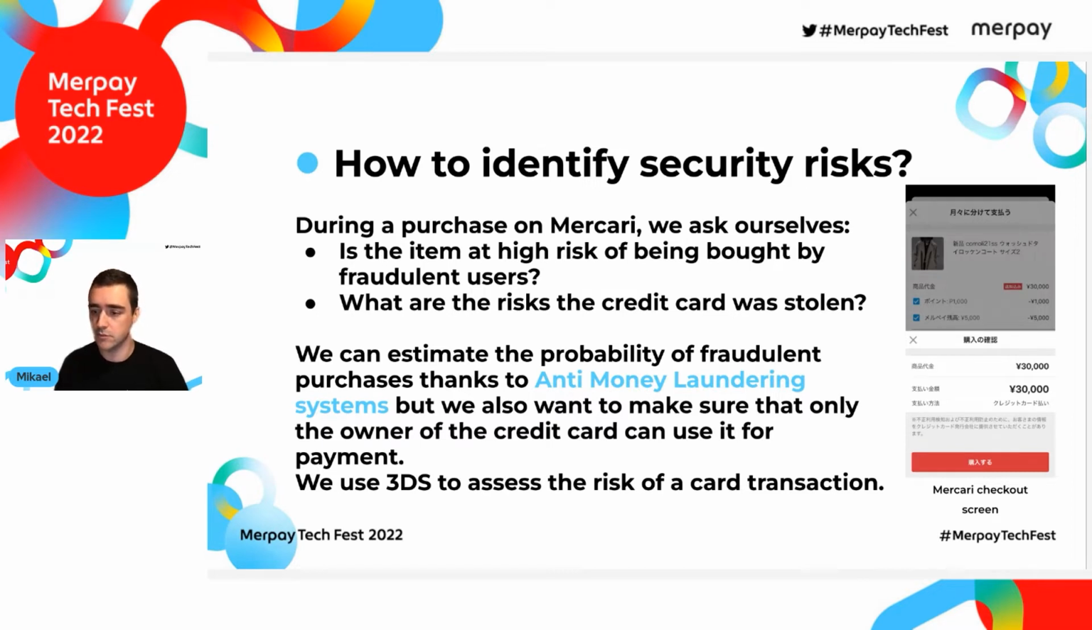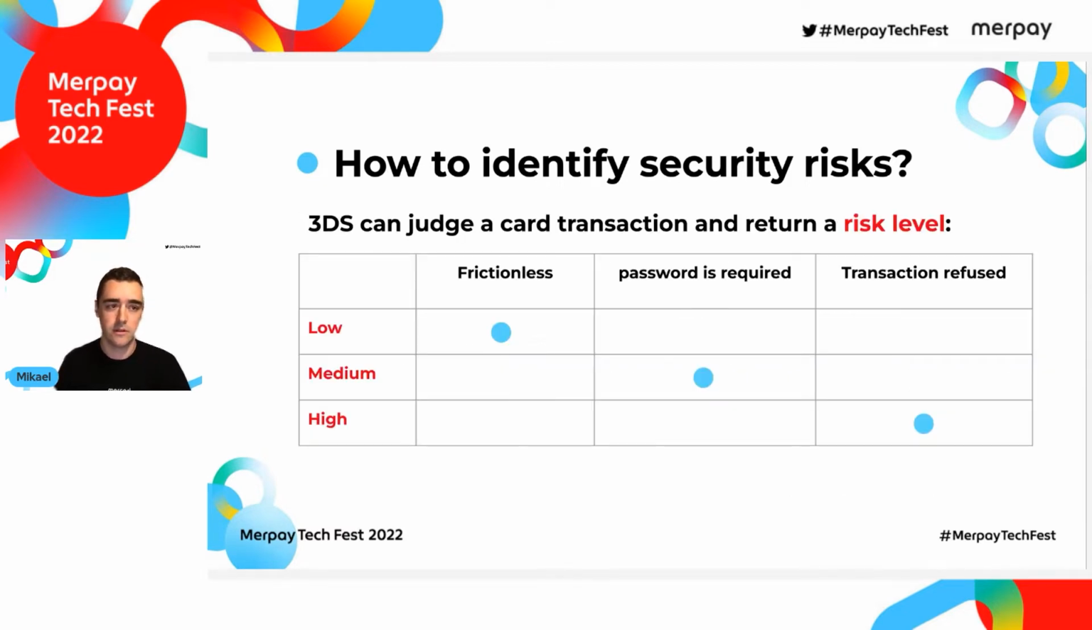So you can see on the right here, this is a Mercari checkout screen. And when you pay with a credit card, you will proceed to this screen. And then after that, if there is any risk identified, you may have a challenge screen presented to you. So 3DS can judge a card transaction and return a risk level, basically.